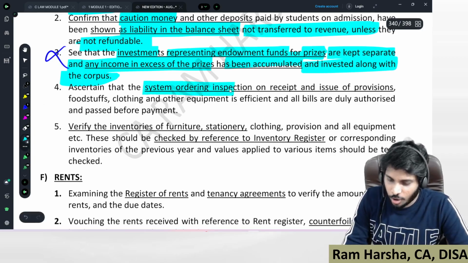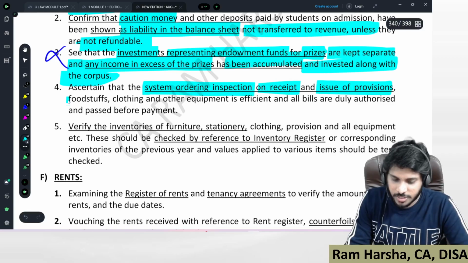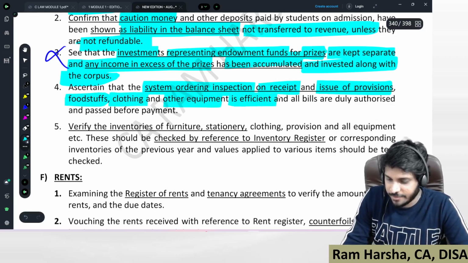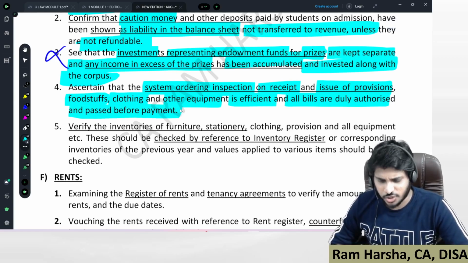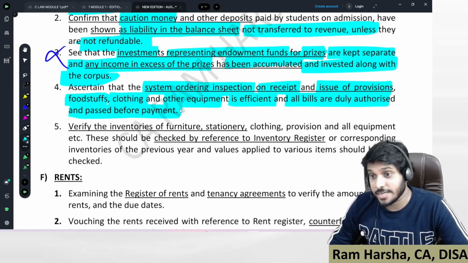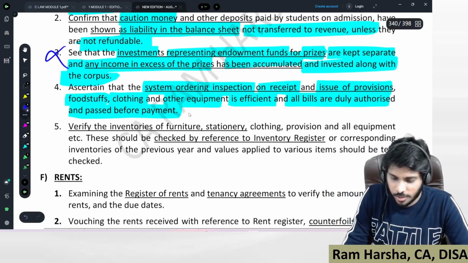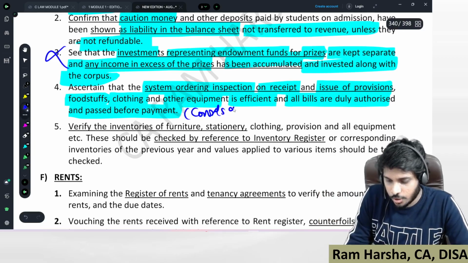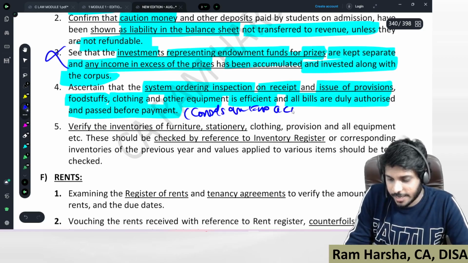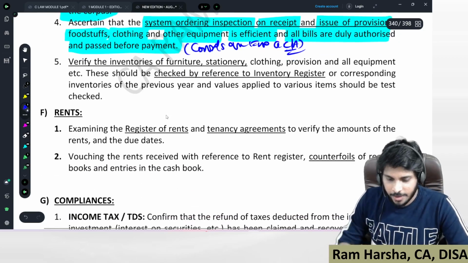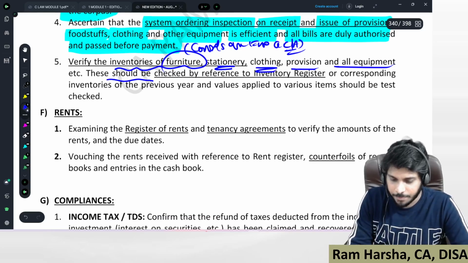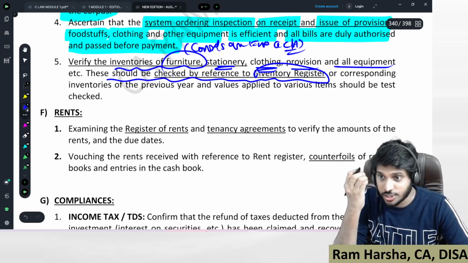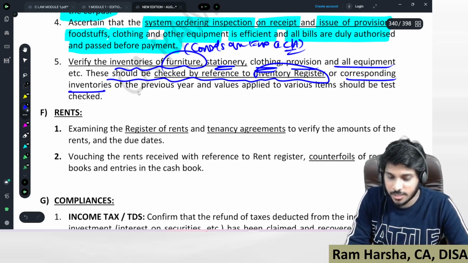Ascertain the system ordering inspection on receipt and issue of provisions, foodstuff, clothing and other equipment is efficient, and all bills are duly authorized and passed, like foodstuff purchase, clothing purchase, dormitory items, whatever the education institute is purchasing. Controls over expenditure: you can simply call it that the auditor has to check controls over expenditure and current assets. Verify the furniture, stationery, clothing, provisions and all equipment. These should be checked with reference to the stock register, inventory register, or corresponding inventories of the previous year.